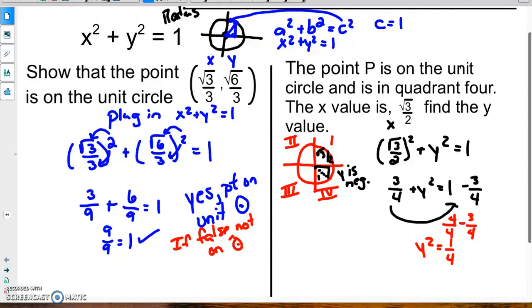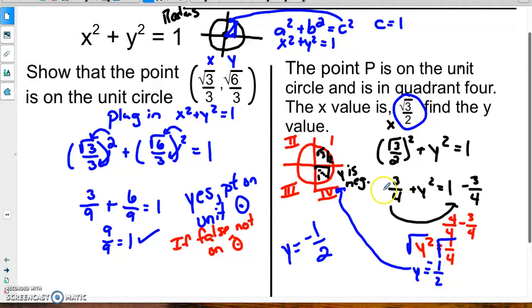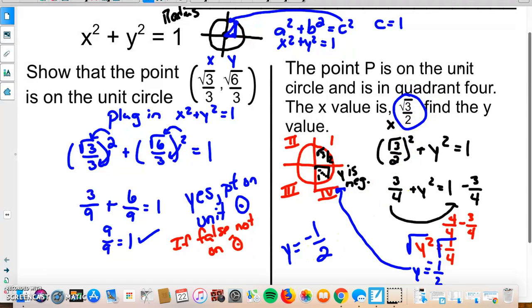Finally, I take the square root. All right, don't worry. Yes, when we take a square root when we're solving, we get a plus and a minus. Okay, square root of 1 on the top is 1. Square root of 4 on the bottom is 2. We do get plus and minus, but we're worried about a specific one here. We're worried about quadrant 4. So the y value in quadrant 4 is negative. All right, so my final answer would be y equals negative 1/2. That would be your y value. Your x value being radical 3 over 2, your y value being negative 1/2.